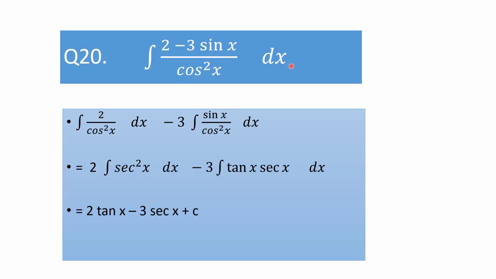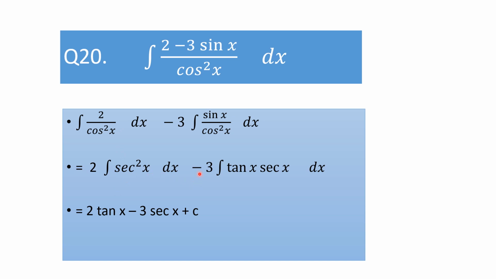Now question number 20 states integration of 2 minus 3 sin x upon cos square x dx. So what you will be doing is, give this denominator separately to each of the terms in the numerator. Answer is integration of 2 upon cos square x dx minus 3 integration of sin x upon cos square x dx. Now see, this 2 will get copied here as it is. What is 1 upon cos square x? It is sec square x. So instead of this cos square x in the denominator, I have written sec square x.